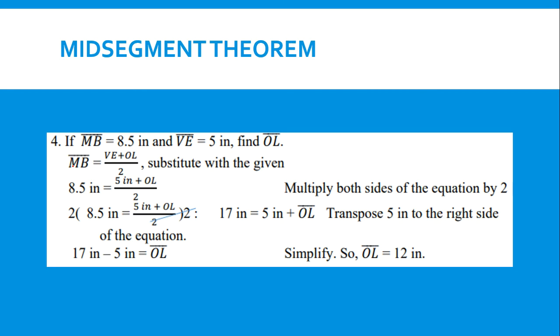So, again, MB equals VE plus OL, then substitute with the given. 8.5 inches equals 5 inches plus OL all over 2. Then multiply each side of the equation by 2 to remove the denominator on the right side. So it becomes 17 inches equals 5 inches plus OL. Then transpose 5 to the left side of the equation. So 17 minus 5, that is the measurement of OL. Therefore, OL equals 12 inches.